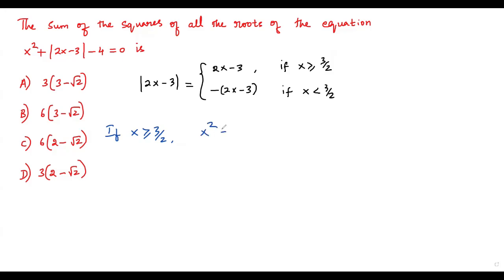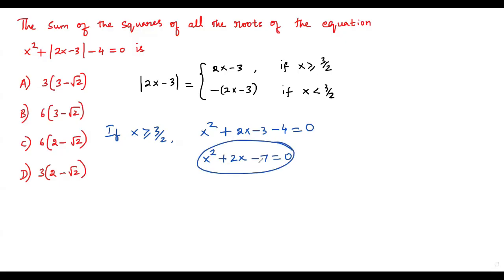That is x squared plus, and for this one, we have 2x - 3. Let me write over here. 2x - 3, - 4 equals 0. Okay, then we get x squared + 2x. When I combine this -3 and -4, I'm getting -7 equals 0.